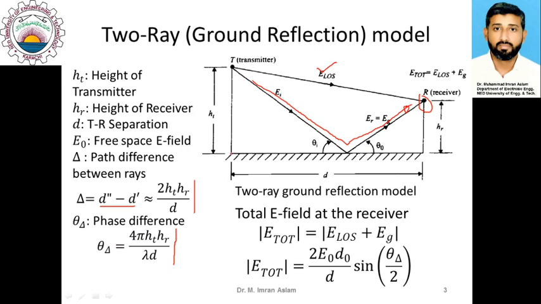With these calculations, we tried to estimate the magnitude of the received E field at the receiver side. This total E field at the receiver is the sum of two components, the line of sight component and the ground reflected component, and it can be represented as 2 E naught d naught upon d sine theta delta upon 2, where theta delta is the phase difference, d naught is the reference distance, E naught is the E field at the reference distance, and d is the TR separation as indicated here.